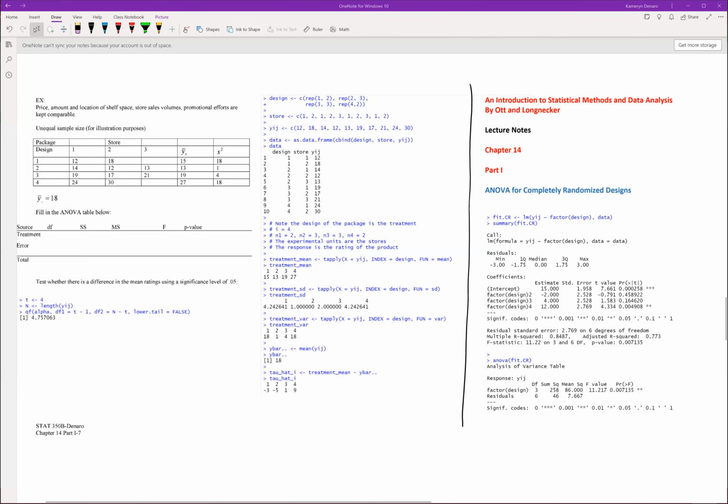Hello, everyone. We're working on Chapter 14, Part 1 of An Introduction to Statistical Methods and Data Analysis by Ott and Longnecker, ANOVA for completely randomized designs. So we're going to do an example where we're going to compare package designs of products, and the outcome is the mean ratings. So in this design, we have 4 different package designs that we're considering.